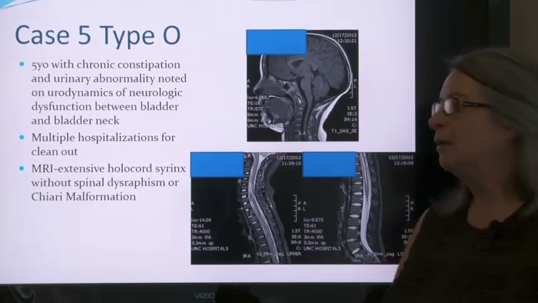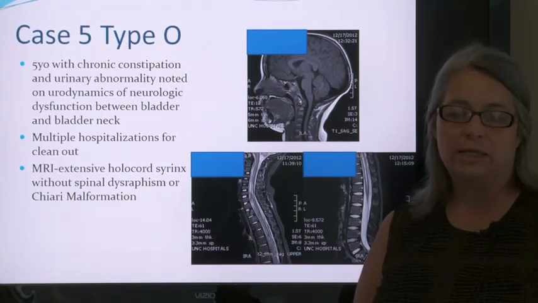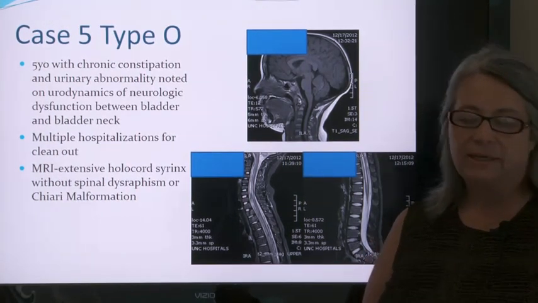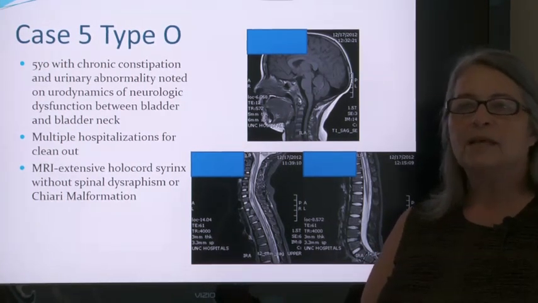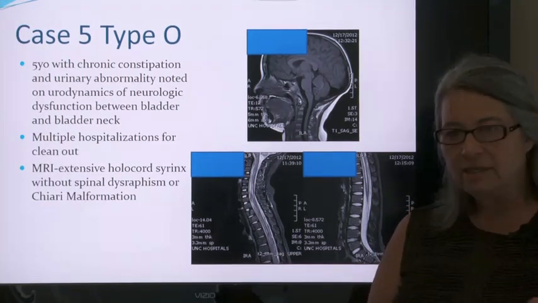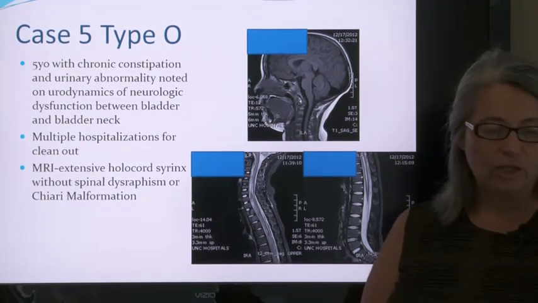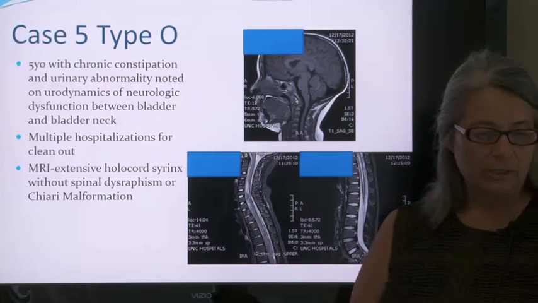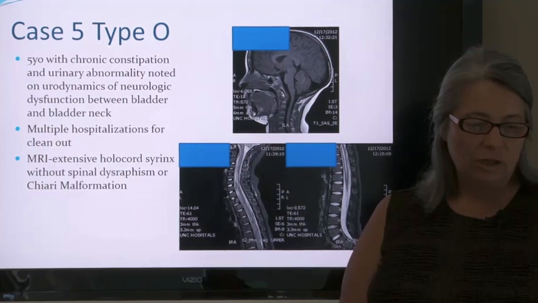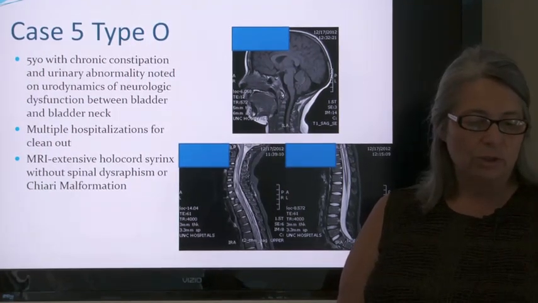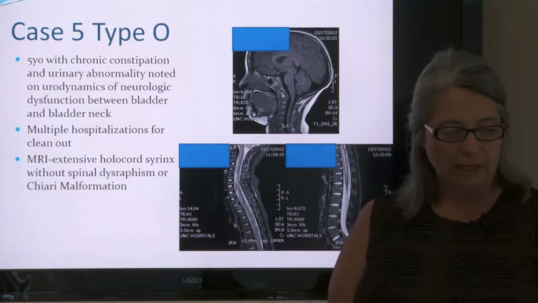Type 5 we're going to talk about is the Chiari 0. Remember, this was first described in the literature in the 90s and seems to be associated with all of those other symptoms besides headaches, nausea, dizziness. So they can have chronic constipation. This particular child at 5 years of age was always having problems with chronic constipation and urinary abnormalities. And he had urodynamics that showed neurogenic dysfunction between the bladder and the bladder neck. He had had multiple hospitalizations for his bowel cleanouts.